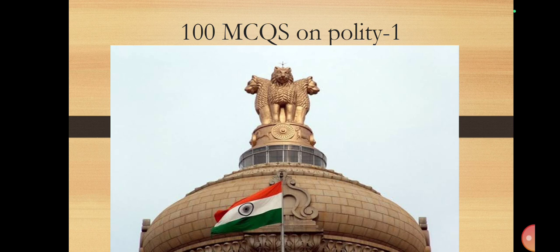Question 28. Which of the following is the merit of the parliamentary system? Answer: harmony between the executive and the legislature, responsible and clean government. Third one, people's government. Fourth, quick decision making.